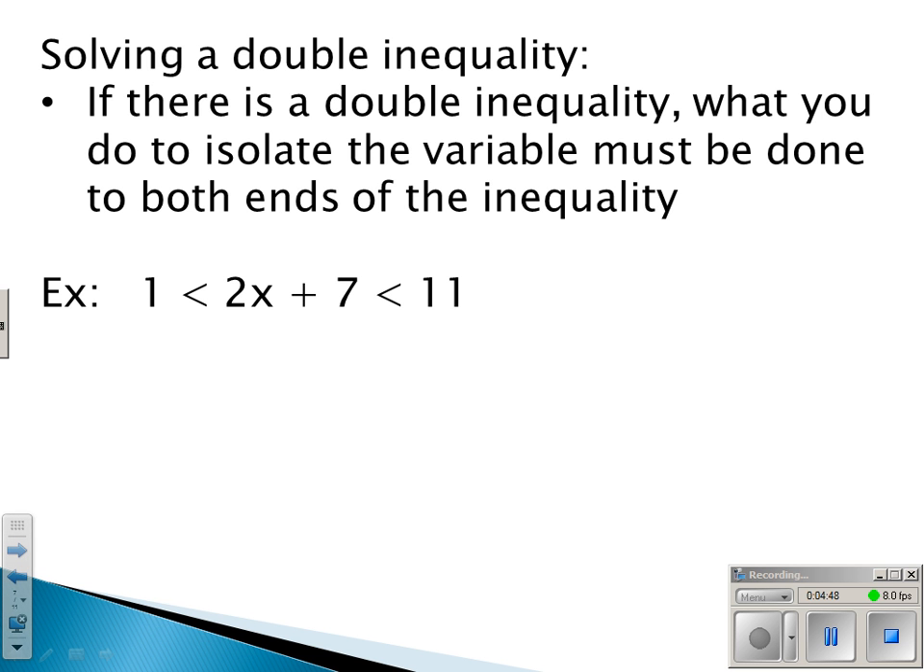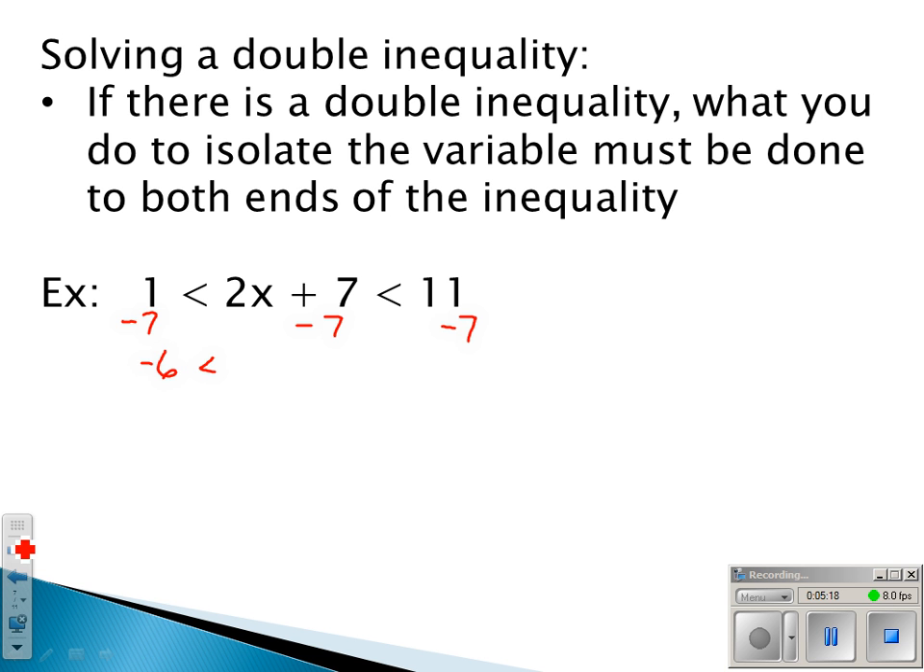Solving double inequalities. If you guys take a look at the example that's on this slide, you've seen this kind of thing before in the past. With a double inequality, you still use the same solution steps, but remember that whatever you do to that middle part to isolate your variable, you have to do to both sides, or both inequalities, to balance. So the first thing to get rid of on this one is subtracting 7. Do that on the left side and the right side.